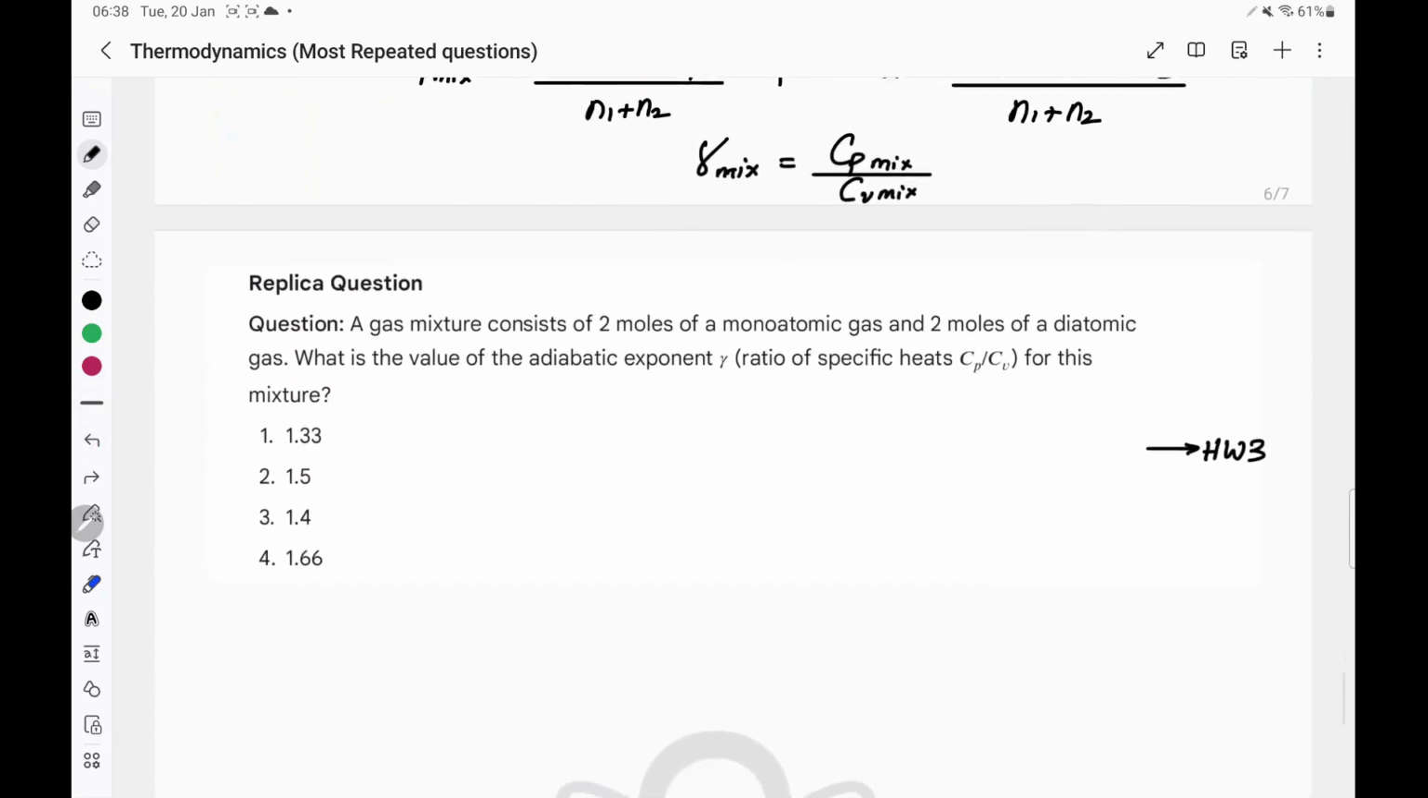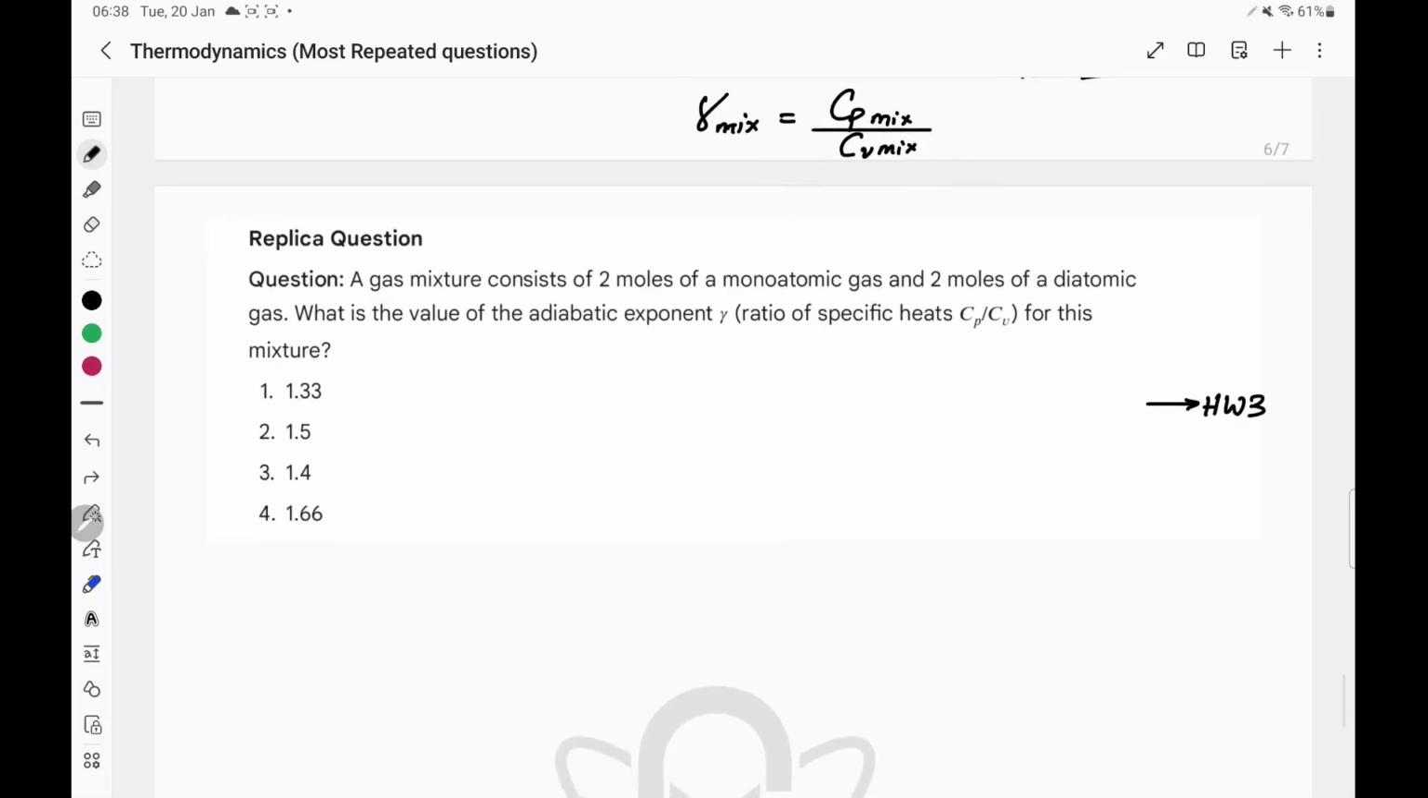Furthermore, I have put one replica question over here. Pause the screen and attempt this question and write your answers in the comment section under homework 3.